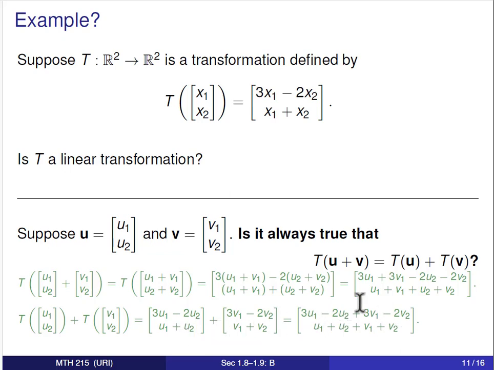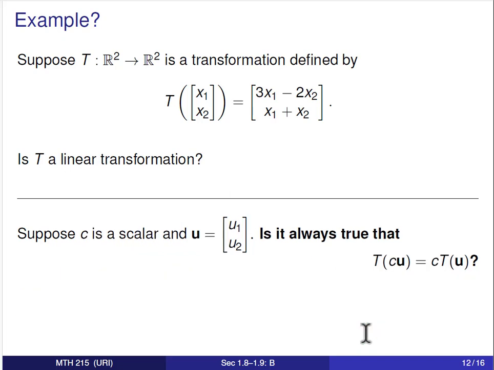Now the question is, is T of u plus v equal to T of u plus T of v? Is this last entry on the previous row equal to this last entry on the second row? As you compare the terms, there's 3u1 minus 2u2, 3v1 minus 2v2, u1, v1, u2, v2. They do show up in different orders, but because we're adding and subtracting, the order doesn't actually matter. Yes, these two things are equal to each other.